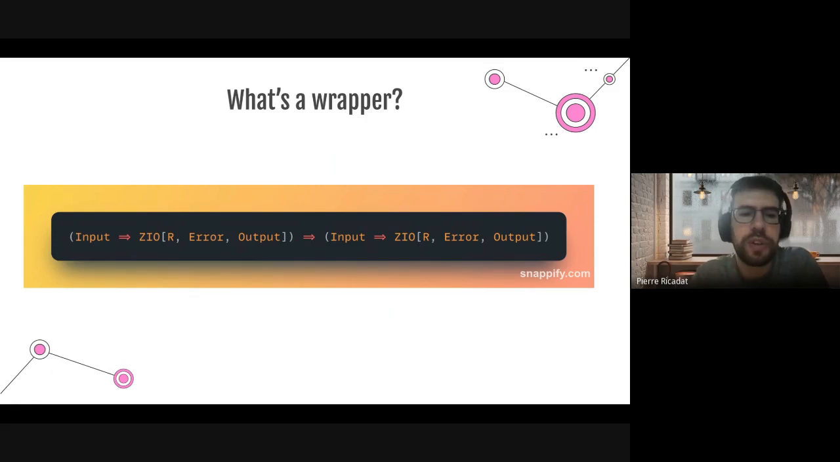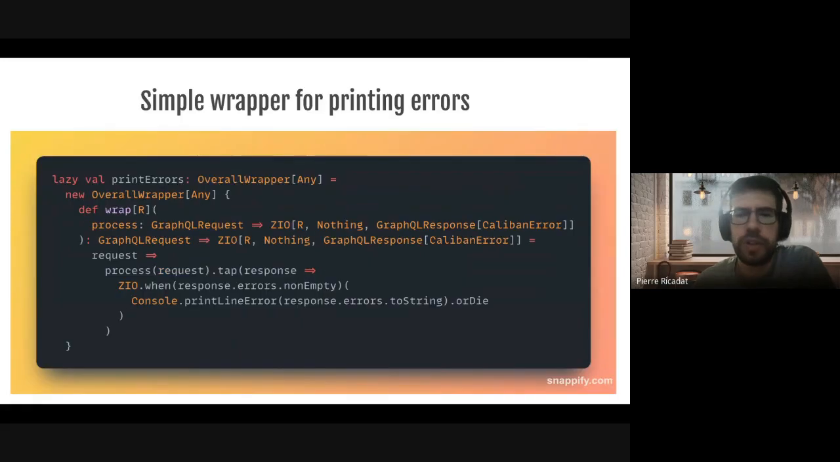So you have this function, and you replace it with another function, which gives you access to the input. So you can do something before running the ZIO. You can run the ZIO or not run the ZIO if you don't want. You can fail, or you can run something at the end of the ZIO. You can map the ZIO to change the output, for example. So you turn the first function into another function. Let me show you an example.